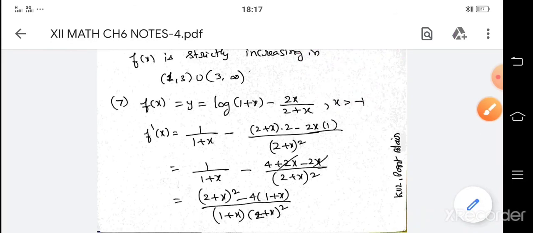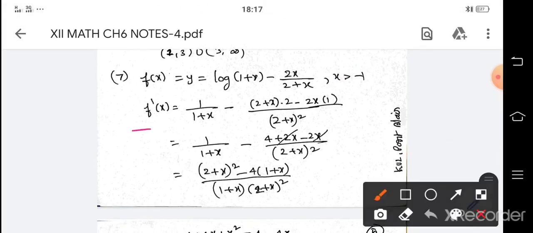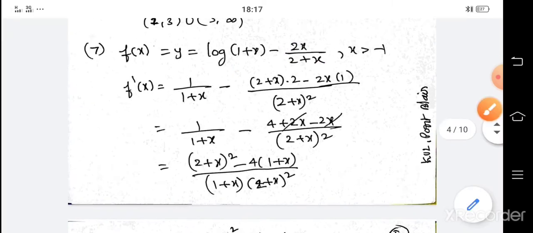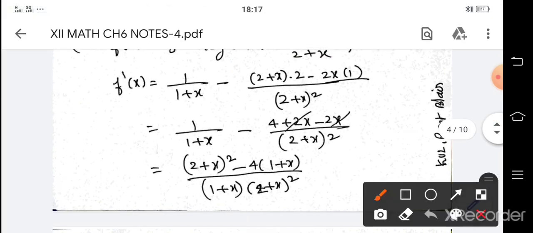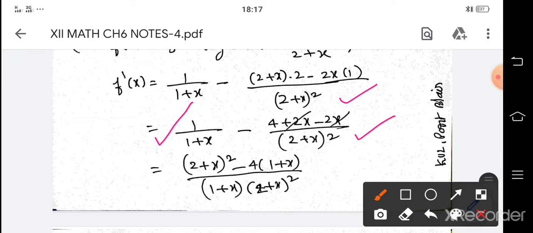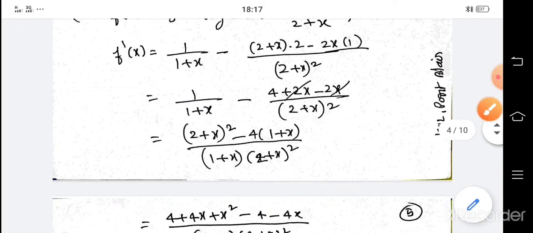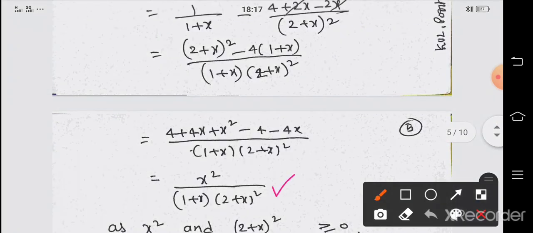So first find out f dash of x. Log derivative is 1 by (1 plus x). Then 2x by (2 plus x): u by v rule, apply very carefully, do that one, then you get like this. Then the final answer will be 1 by (1 plus x) minus 4 by (2 plus x) whole square. Do cross multiplication and simplification. Then you get finally x square by (1 plus x) into (2 plus x) whole square.